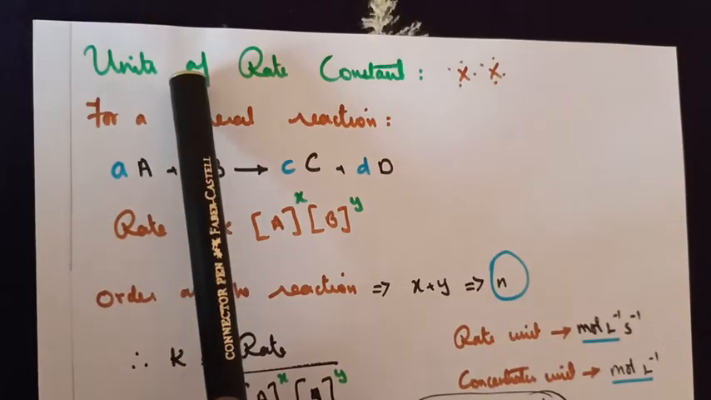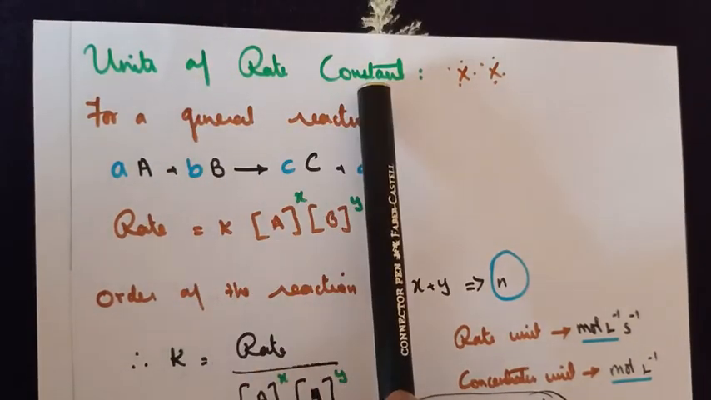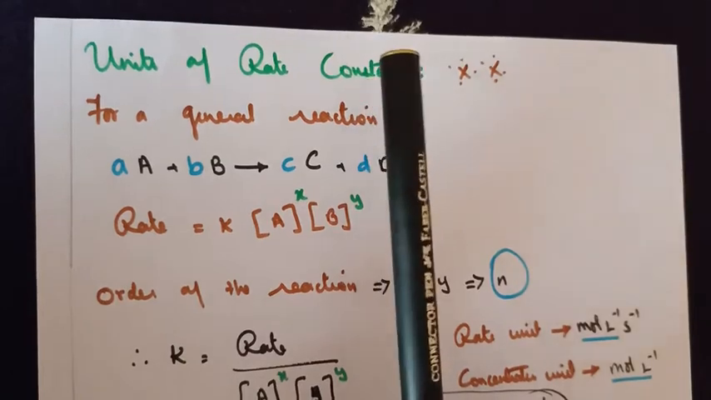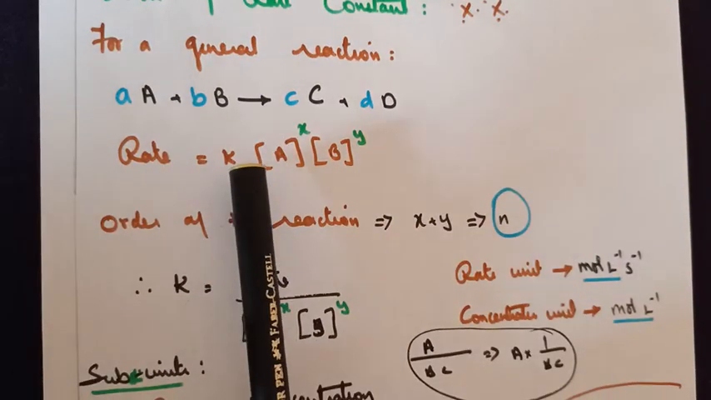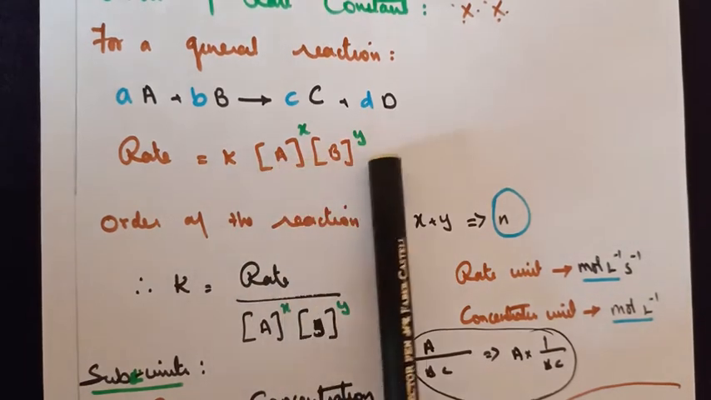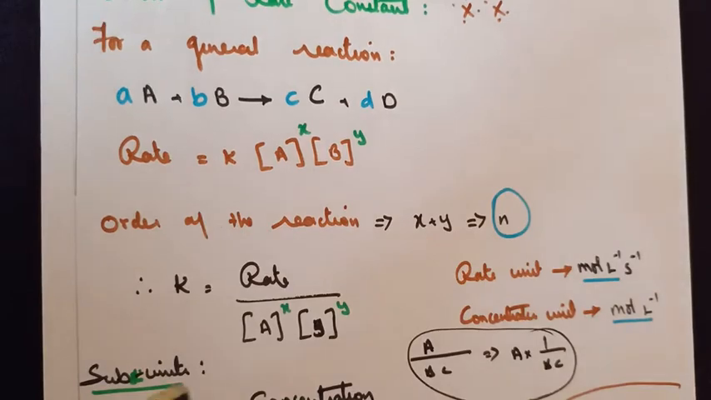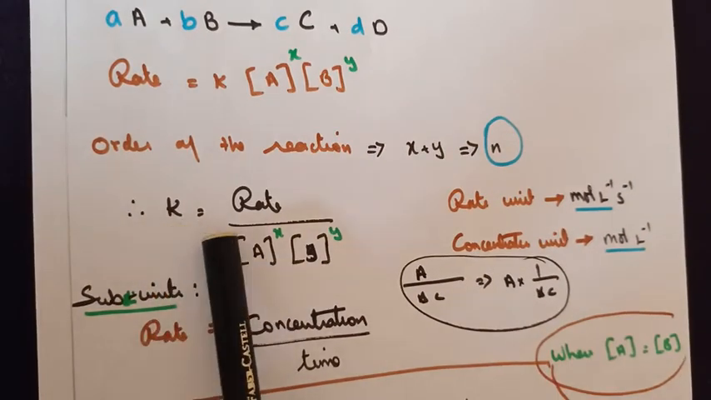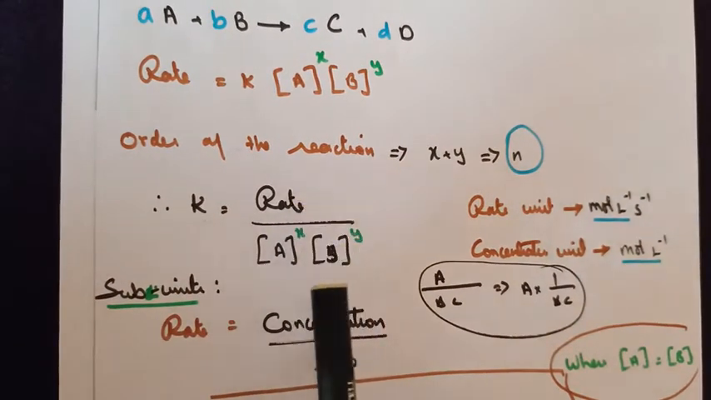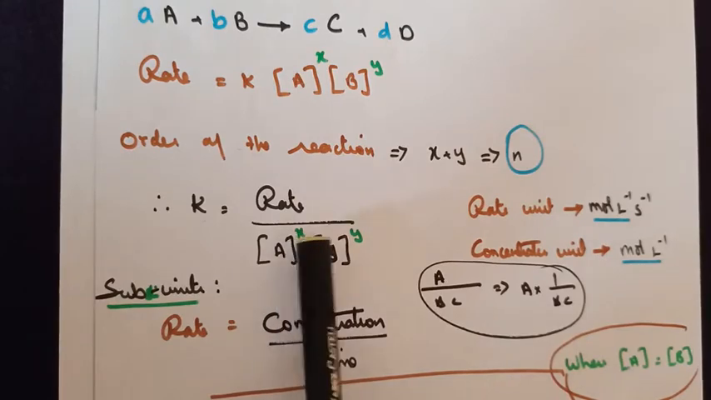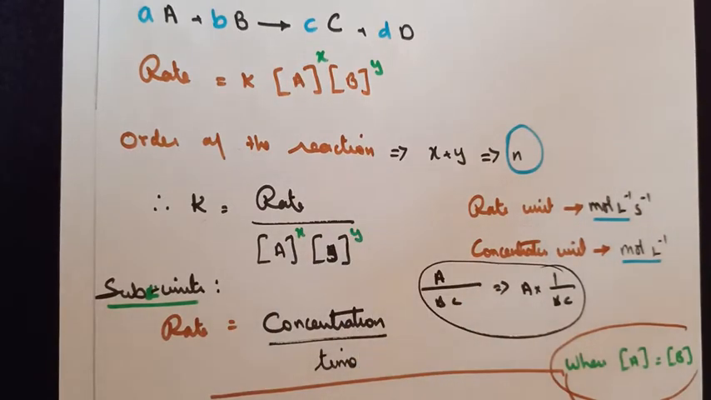Now, coming back to the question, what are we asked to calculate? The unit of the rate constant. So we have to calculate the rate constant unit. Therefore, k is equal to rate divided by these two concentrations, as the concentrations of the reactants go to the denominator. So we get the formula k is equal to rate by concentration of A to the power x and concentration of B to the power y.